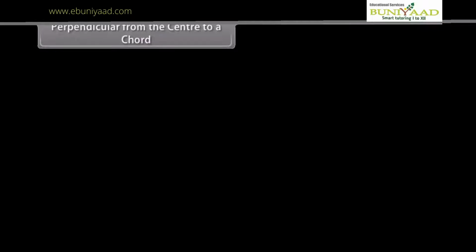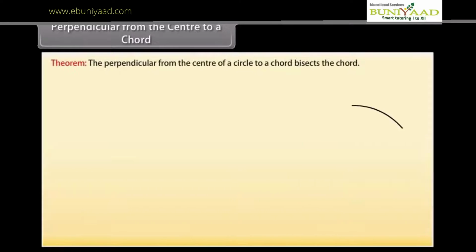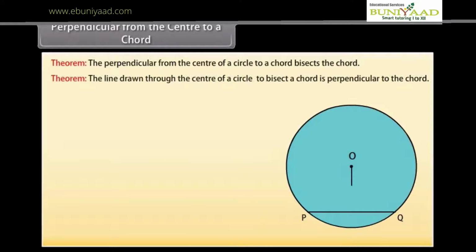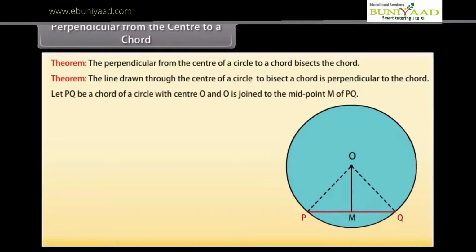Perpendicular from the center to a chord. The next theorem says that the perpendicular from the center of a circle to a chord bisects the chord. Its converse is: the line drawn through the center of a circle to bisect a chord is perpendicular to the chord. Let's prove it. Let PQ be a chord of a circle with center O, and O is joined to the midpoint M of PQ.